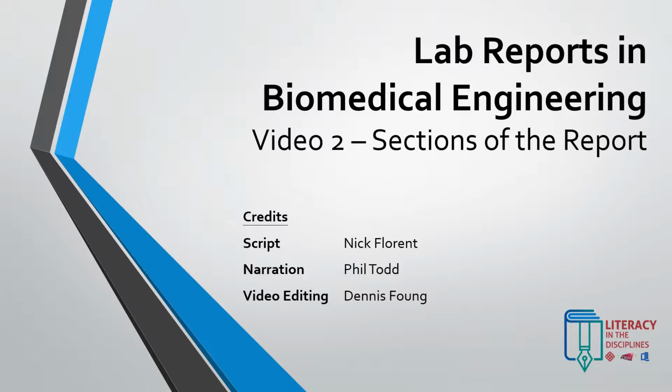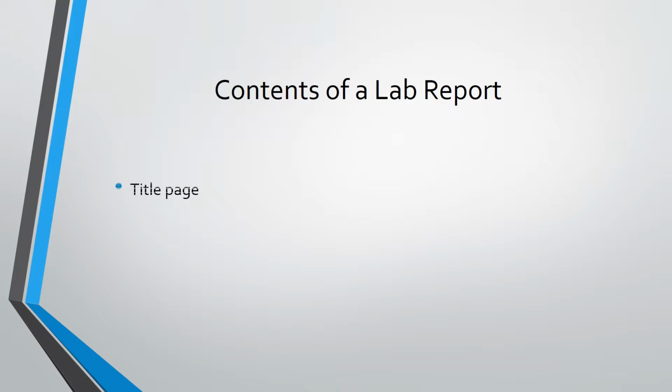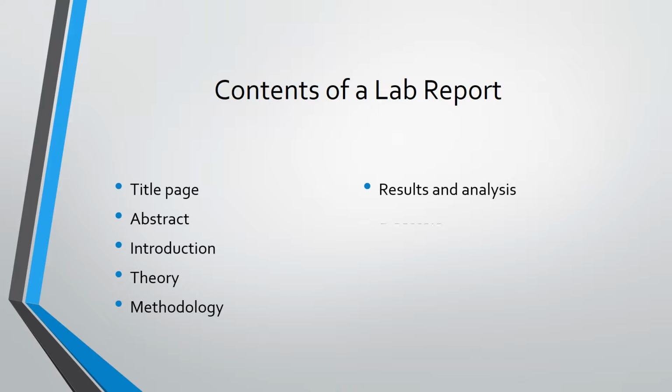In this second video to help biomedical engineering students to write lab reports, we will consider the contents and sections of a lab report. The main contents are title page, abstract, introduction, theory, methodology, results and analysis, discussion, conclusion, references and appendices. We will now look at the content of each of these.